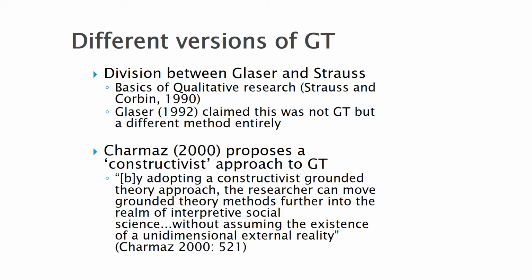There are different variations and versions of grounded theory, including the division between Glaser and Strauss, based off qualitative research. Glaser claimed that it was not grounded theory but a different method entirely. And then other authors have proposed a constructivist approach to grounded theory. Adopting a constructivist grounded theory approach, the researcher can move grounded theory methods further into the realm of interpretive social science without assuming the existence of a one-dimensional external reality.